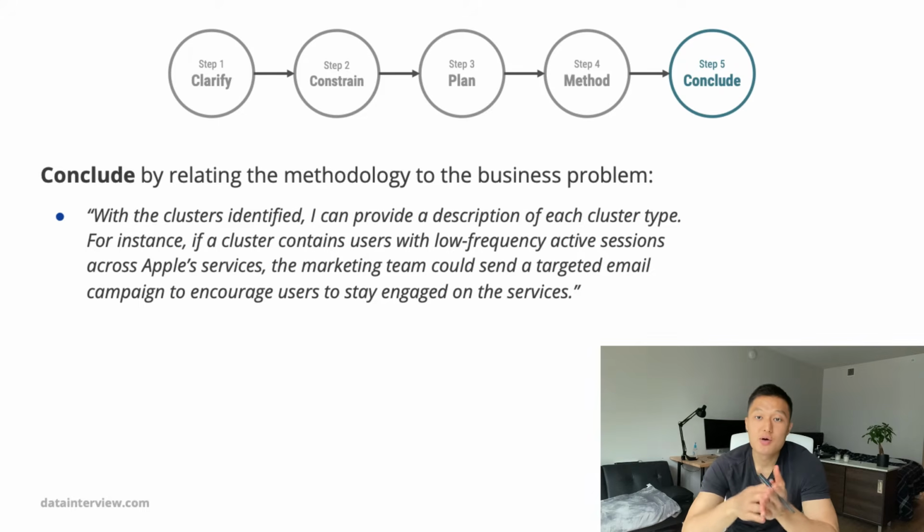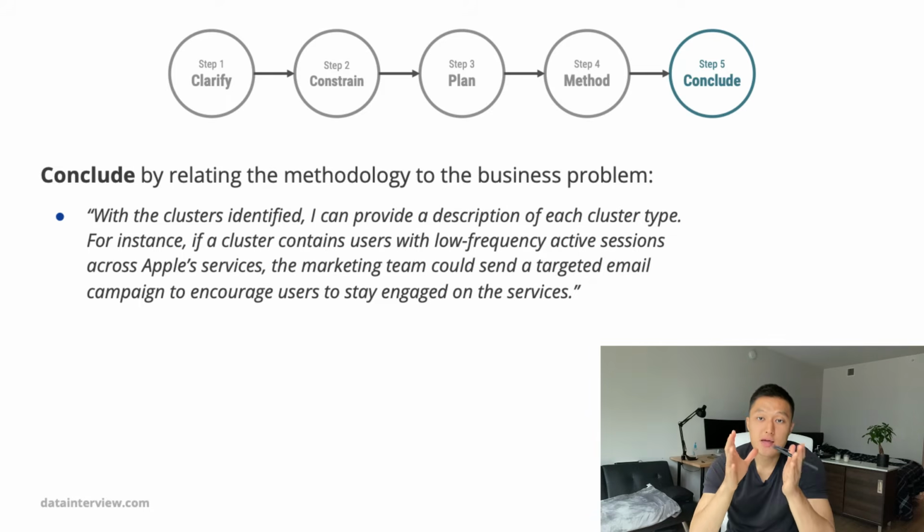So notice how in this example response, you don't just say, okay, let's just use clustering algorithm, we get the clusters, and then we're done. Well, how do you actually use the cluster to find something that is meaningful? And in this case, what is meaningful is something that is impactful for the marketing team. Well, what does the marketing team typically do? They send out emails to get users to be engaged and those sort of things, right?